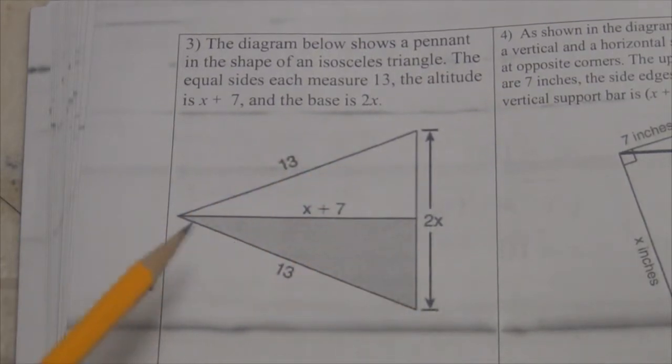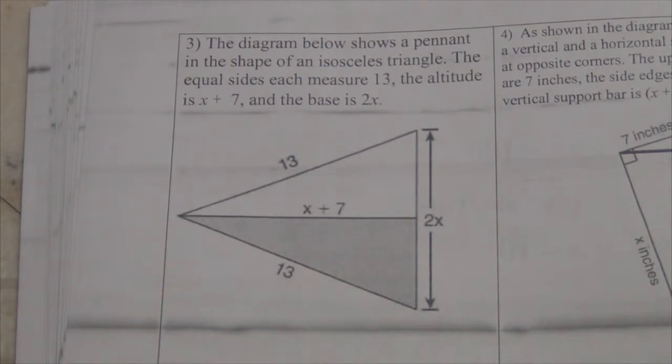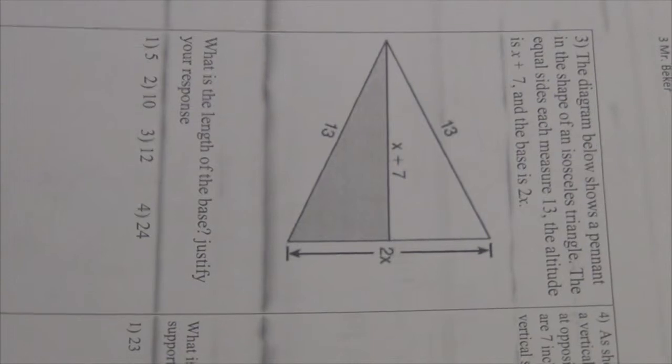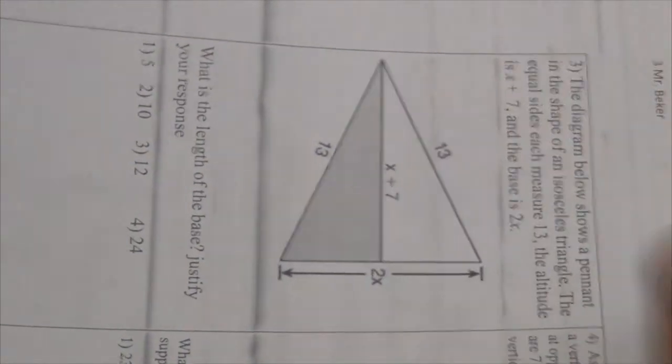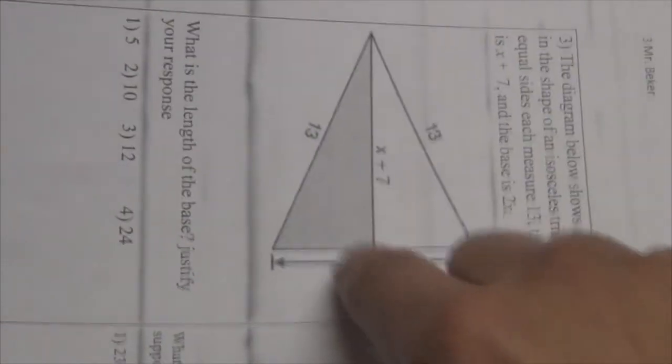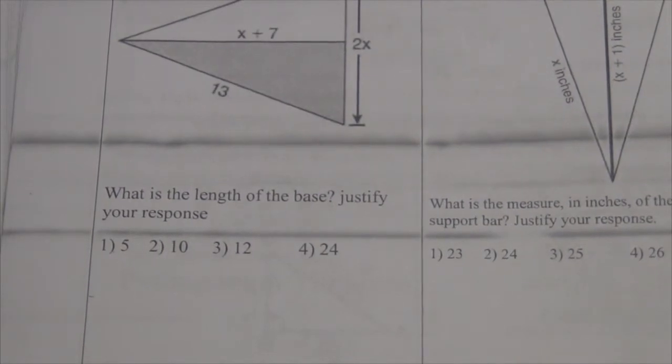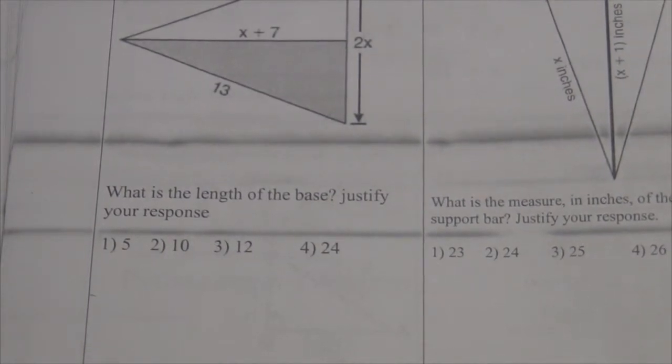Wait, hold on a second. What are you talking about, the altitude? This doesn't look like an altitude. Yeah, actually it does. Look, if you put it like this, it's an altitude. It goes from the vertex angle to the base. It's always like that. The vertex angle, and it's perpendicular. Alright, so what do they want? What is the length of the base? Justify your response.